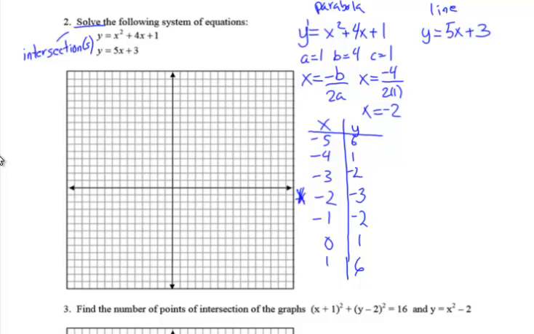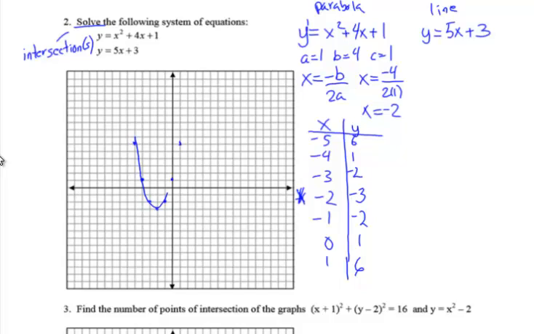All right, so let's go ahead and plot those on here. So we're going to go left 5, up 6. Okay, -4, left 4, up 1, left 3, down 2, left 2, down 3. Then we're going to come back up. And 1, 6. Okay. Now again, I may need more points. I don't know if I've got enough as it is.